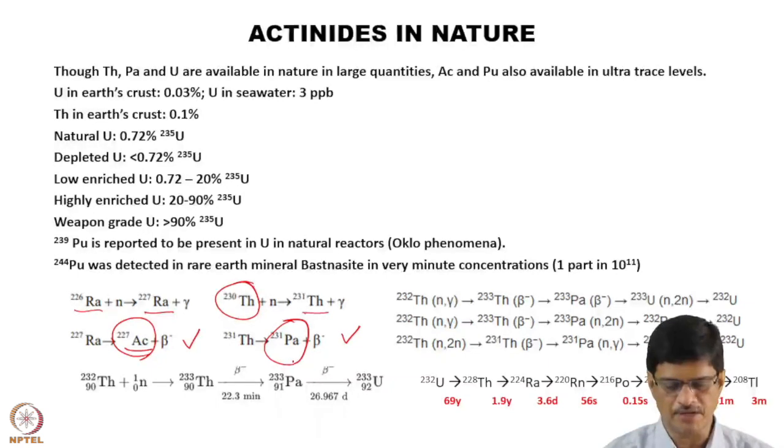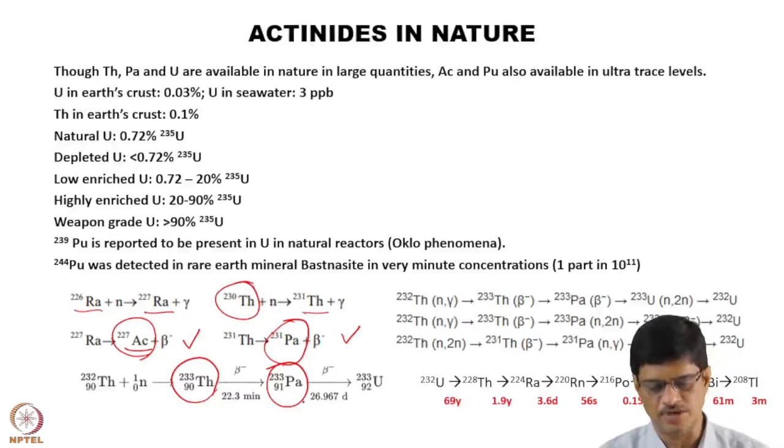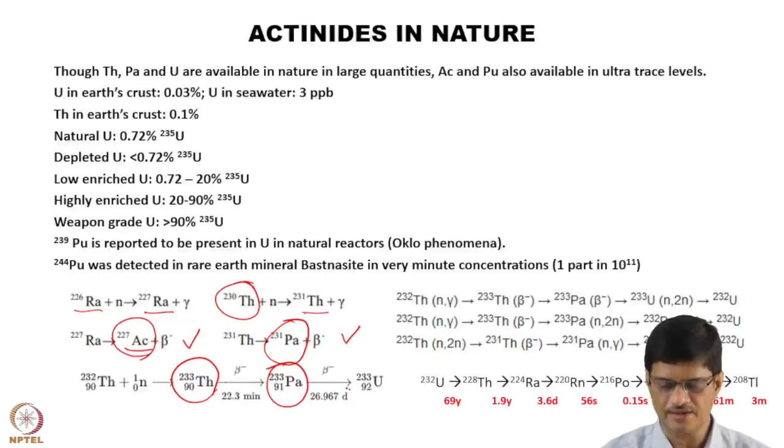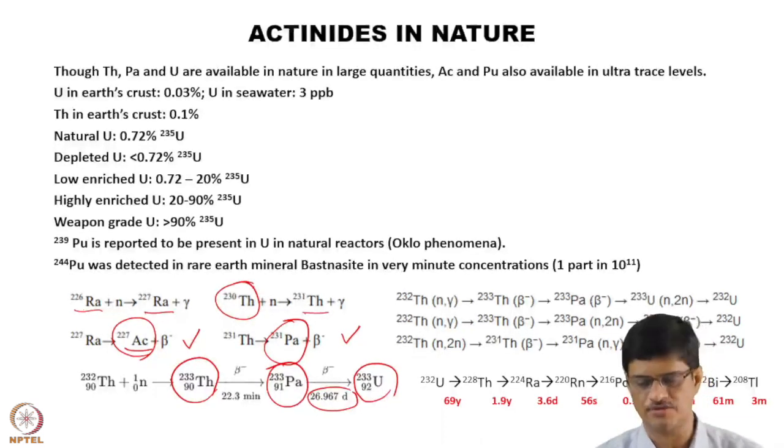Another very important isotope of protactinium is protactinium-233. It is obtained by irradiating thorium-232 with neutrons, and you get thorium-233, which has a 22.3 minute half-life, and by beta decay it gives protactinium-233, which by another beta decay gives uranium-233. Uranium-233 is very, very important again for reactors operating on uranium-233 as the fissile material.